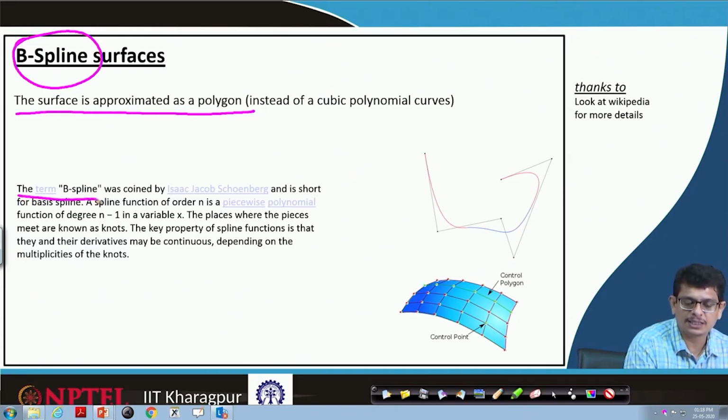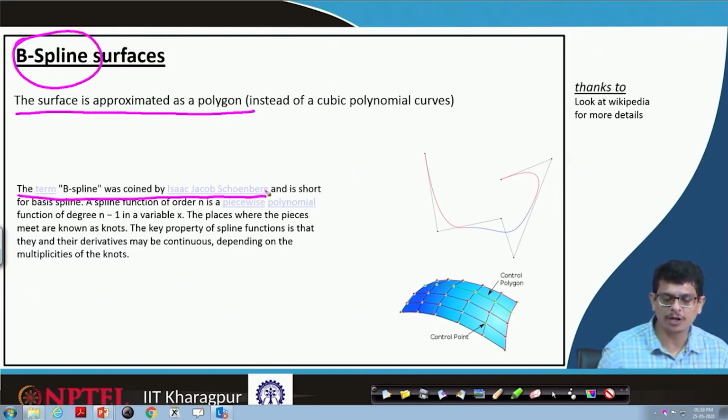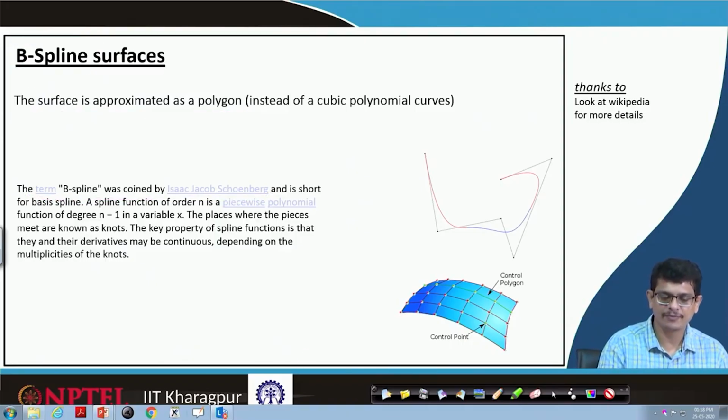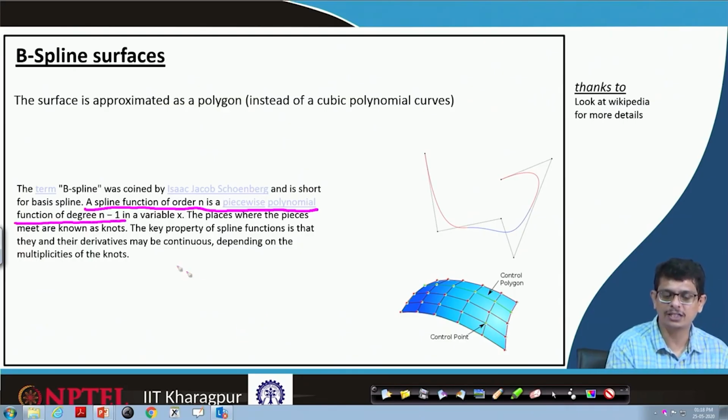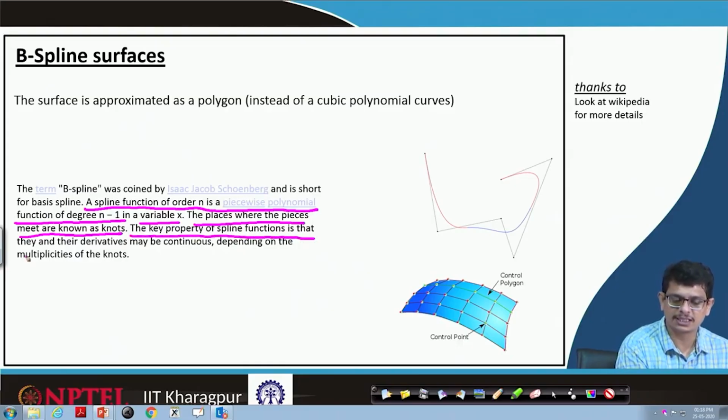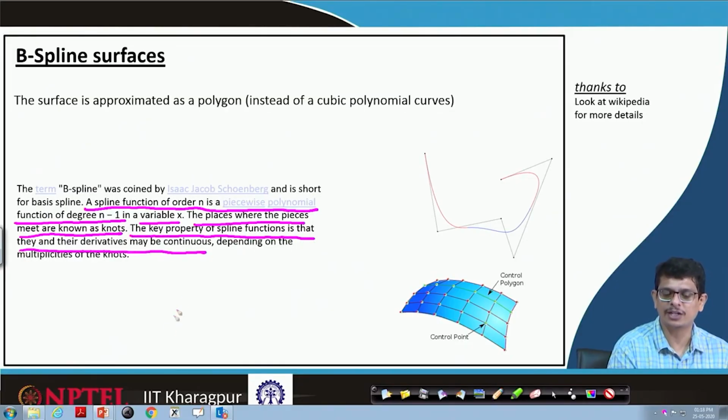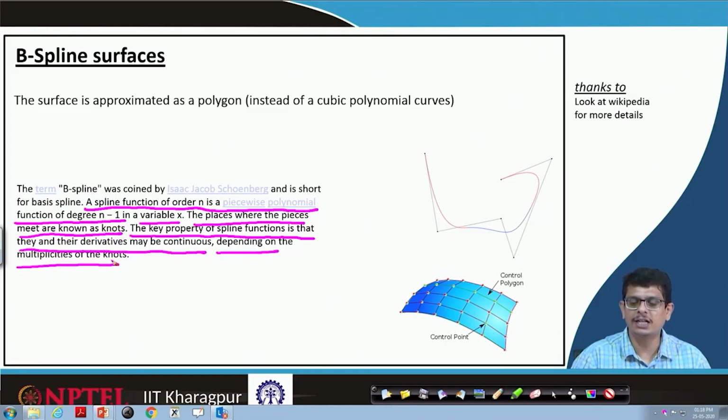The term B-spline was coined by Isaac Jacob Schoenberg and is a short representation of basis spline. A spline function of order n is a piecewise polynomial function of degree n minus 1 in a variable x. The places where the pieces meet are known as knots. The key property of spline functions is that they and their derivatives may be continuous depending on the multiplicity of knots. We might be having smooth curves.